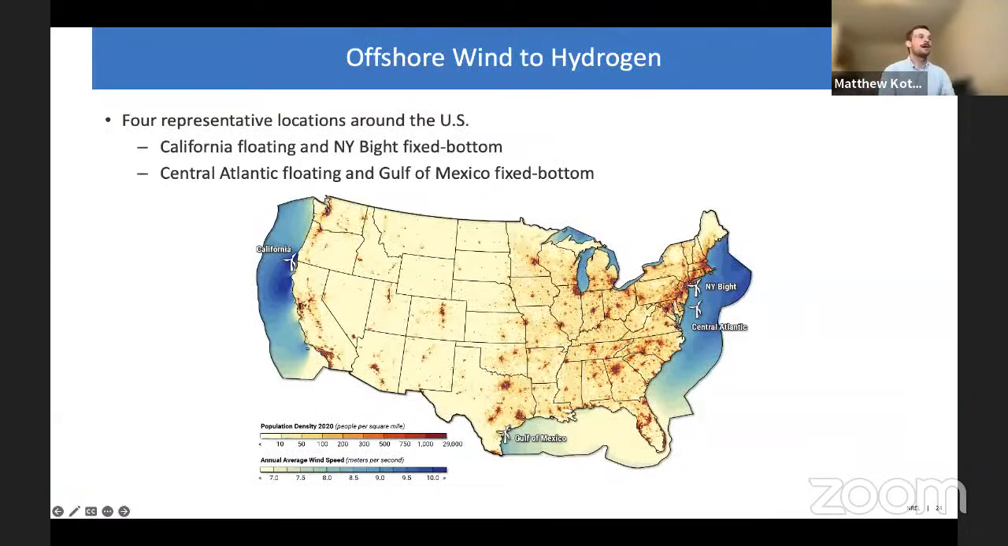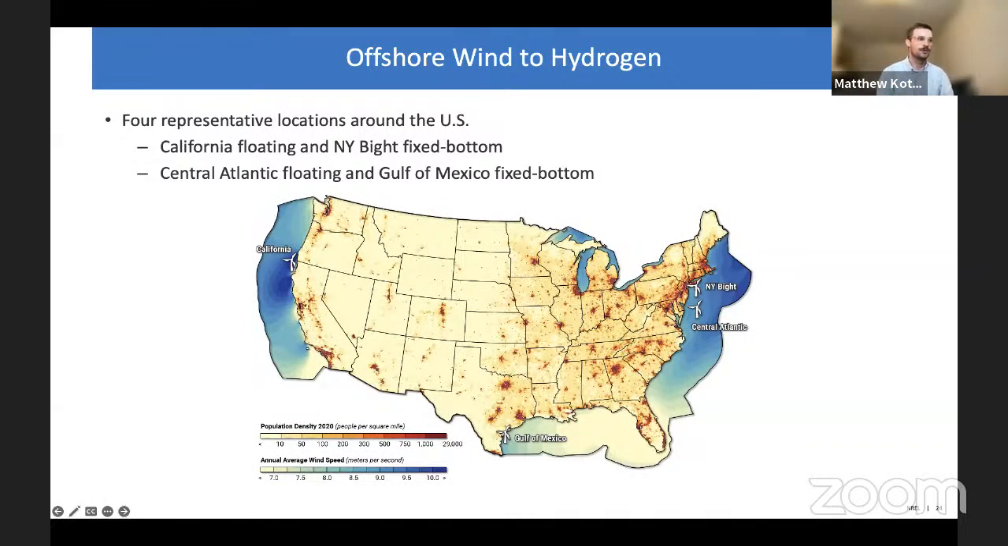This is a visualization of our case studies, if you will. And so we chose 4 locations that are receiving a lot of interest for potential offshore wind sites. Whether that's the upper Atlantic in the Northeast, California on the West Coast with potentially floating offshore wind, and then the western portion of the Gulf of Mexico.